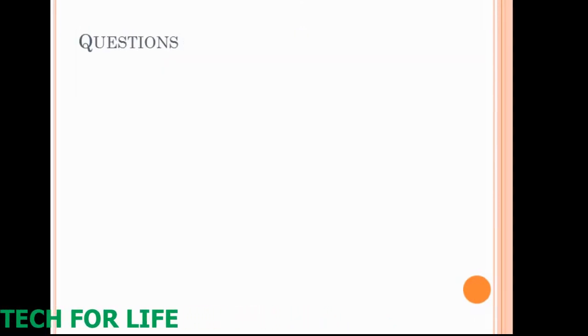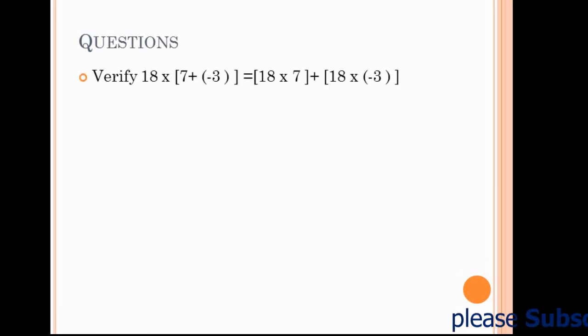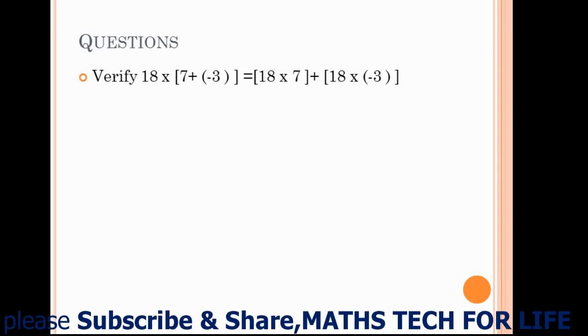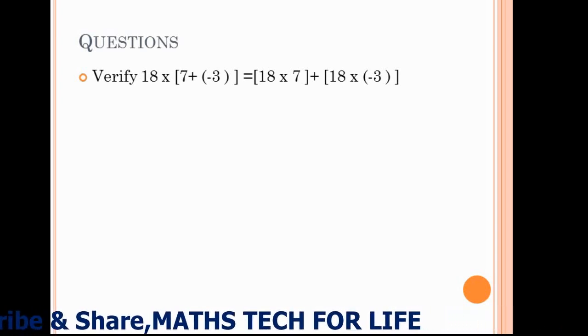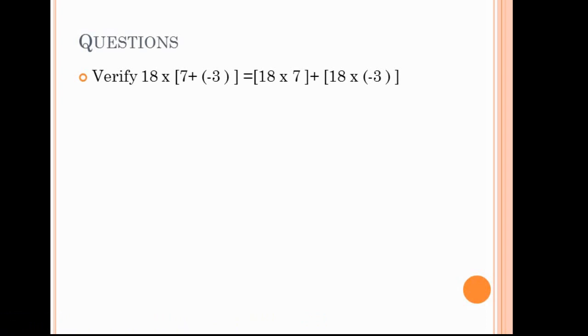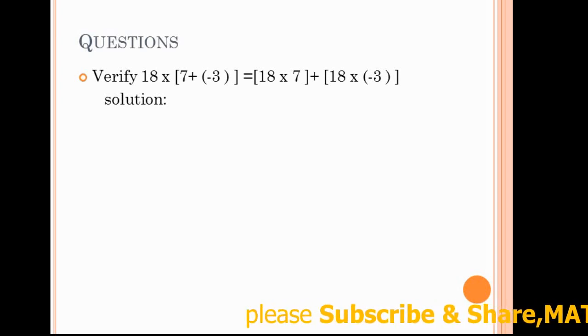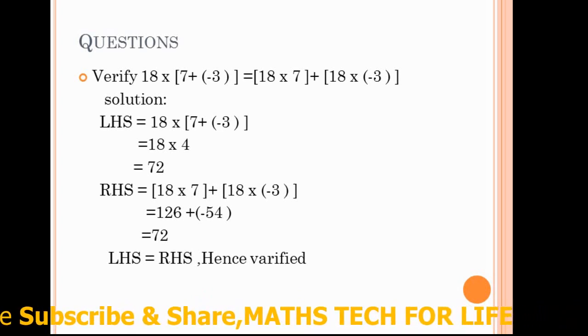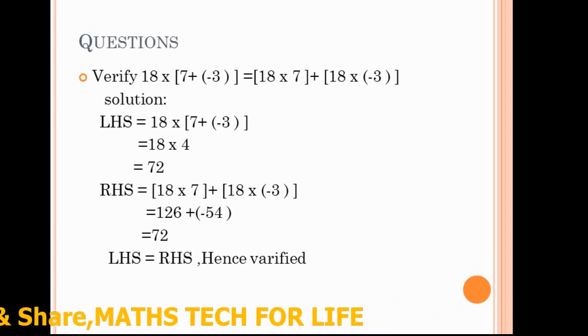Now we learned multiplication of integers. Now we are going to do some questions on multiplication of integers. The first question is this one. Verify 18 multiplied by 7 plus negative 3 is equal to 18 multiplied by 7 plus 18 multiplied by negative 3. We already learned this in the last video. If you get this type of question, first we have to write the solution in such a way that first take the left hand side part, then take the right hand side part, then equate whether they are the same or not.